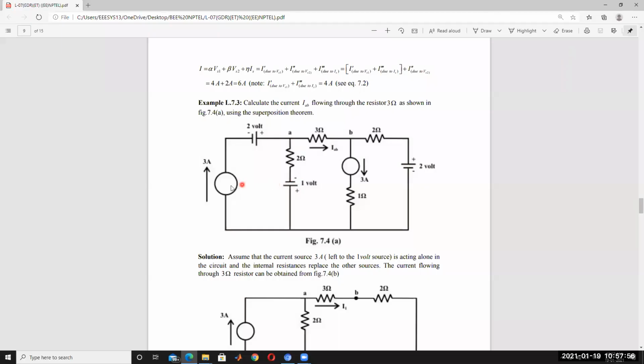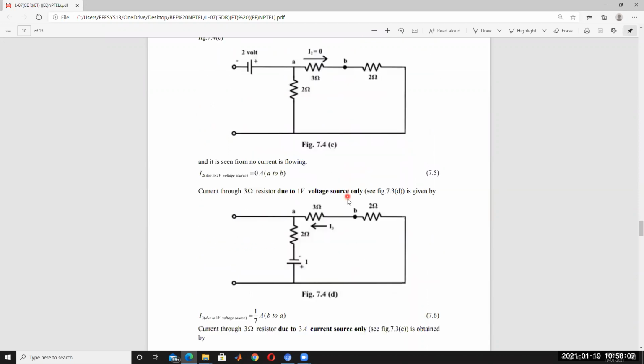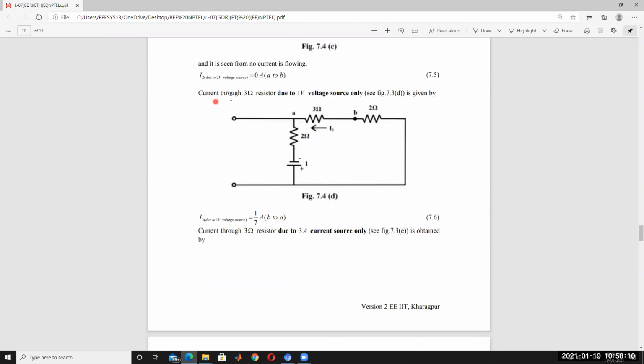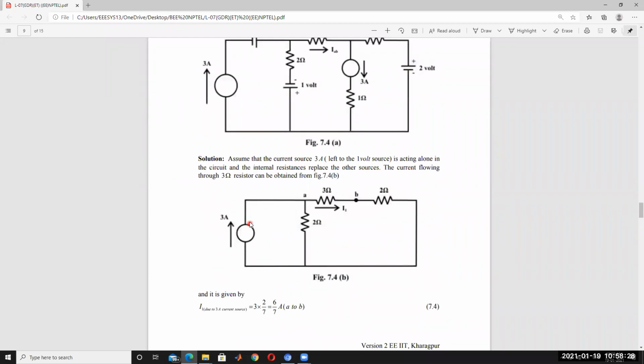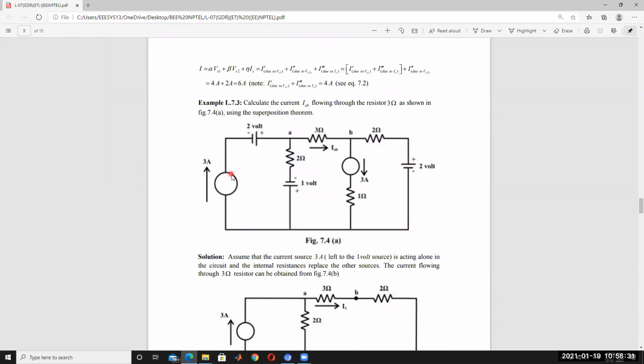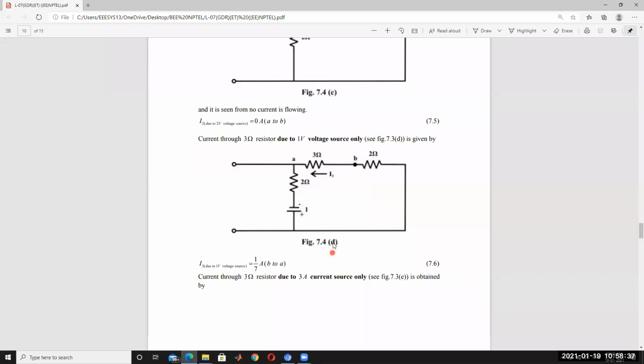By activating this source, we would like to find the current flowing from A to B by activating this source and deactivating the remaining sources. So the network will be like this. The current through the 3 ohm resistor is due to 1 voltage source. Deactivating the remaining sources: here one current source is there, that's why it is open circuit. Here one voltage source is there, that's why it is short circuit. So the complete branch will act as an open circuit. This is short circuit, this is open circuit, so it will look like an open circuit, and this open circuit, like this.